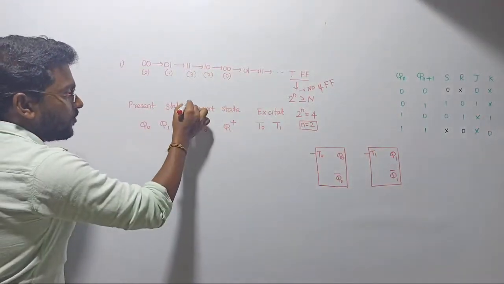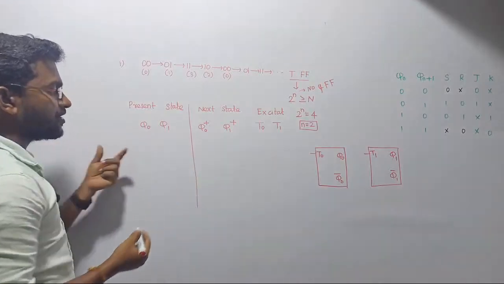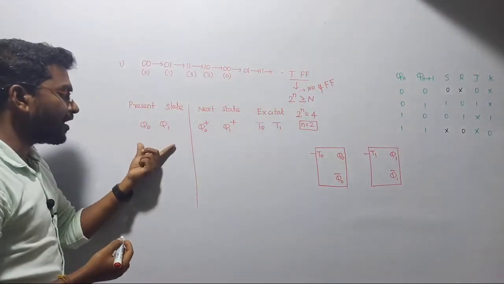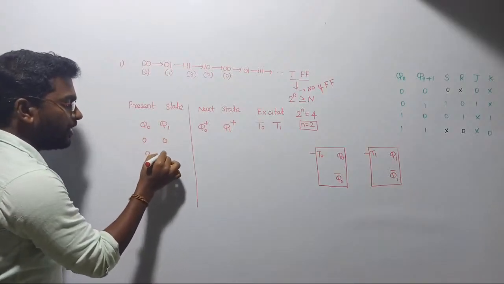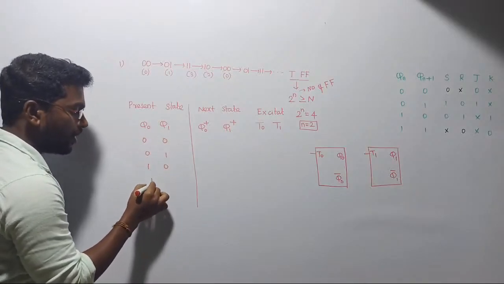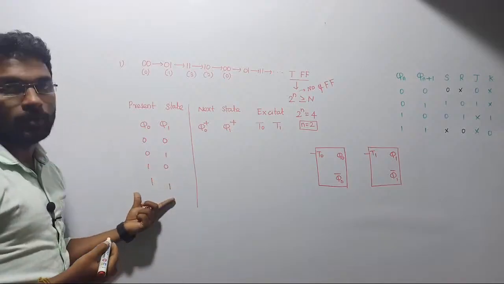In the present state, what are the possibilities, right? Present state means you can write it in the proper order. Present state might be 0 0, or it might be 0 1, or it might be 1 0, or it might be 1 1. That is called the present state of the flip-flop.